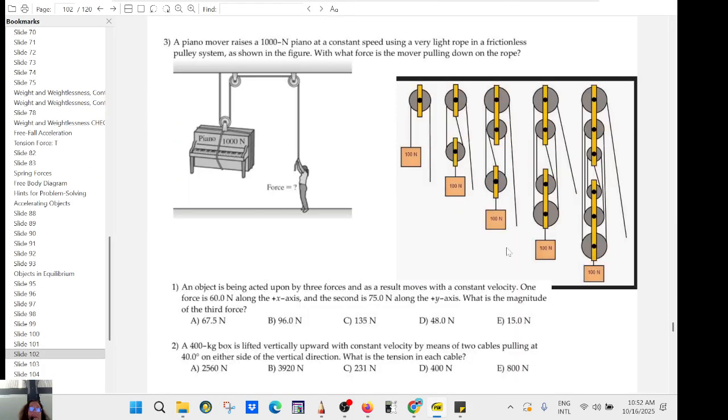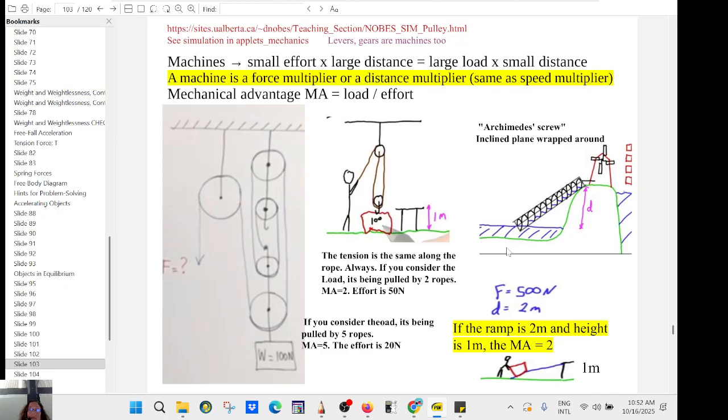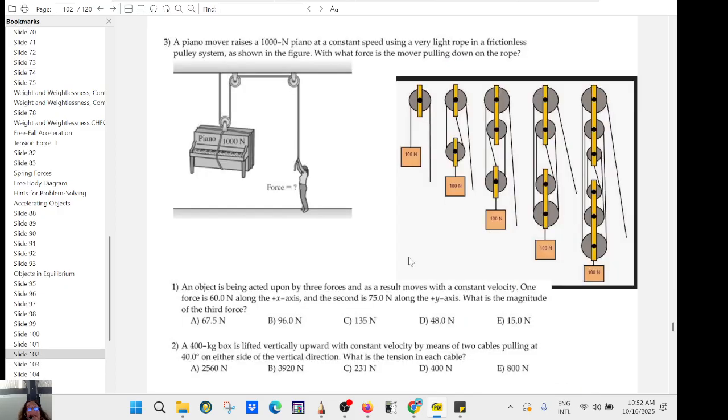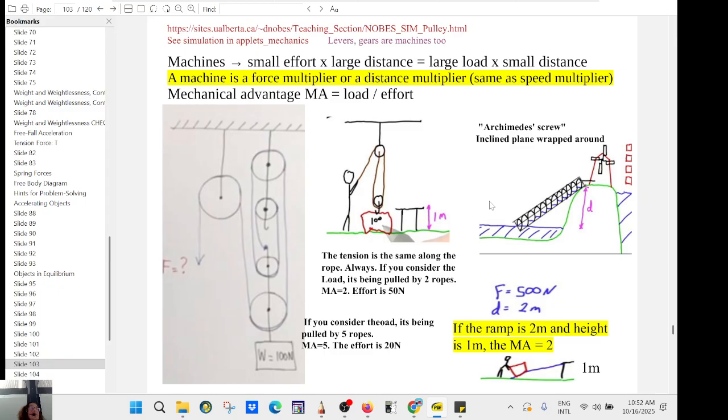Okay, so an example of applications will be pulleys. Pulleys are machines, and machines are here to make your job easier. (We have chocolate, but you can use the code. There is a special code to see what you like, like milk or whatever.)